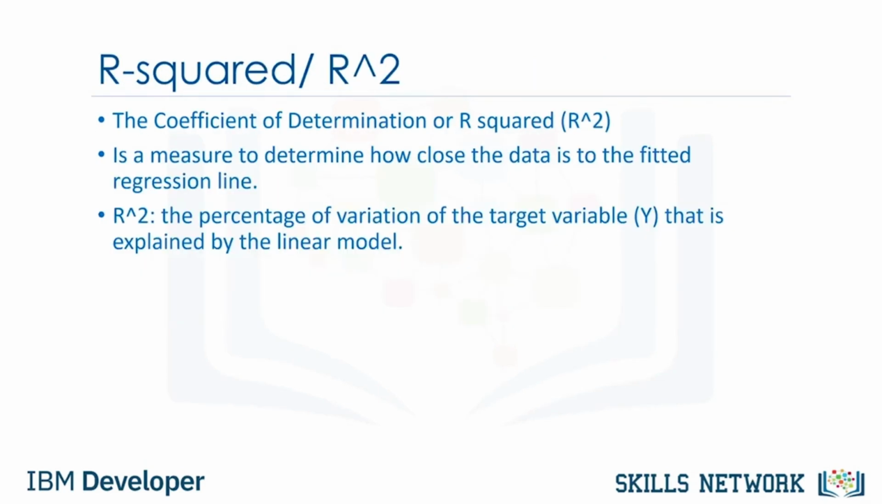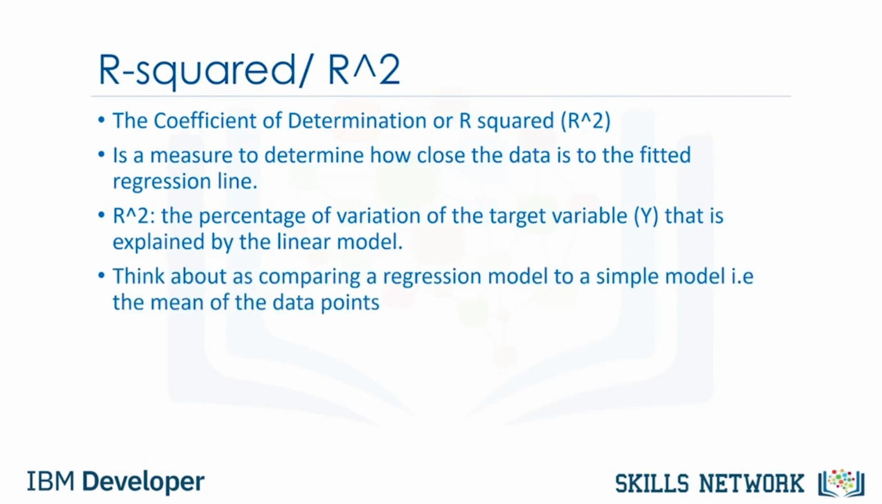R squared is also called the coefficient of determination. It's a measure to determine how close the data is to the fitted regression line. So how close is our actual data to our estimated model? Think about it as comparing a regression model to a simple model, i.e., the mean of the data points. If the variable x is a good predictor, our model should perform much better than just the mean.